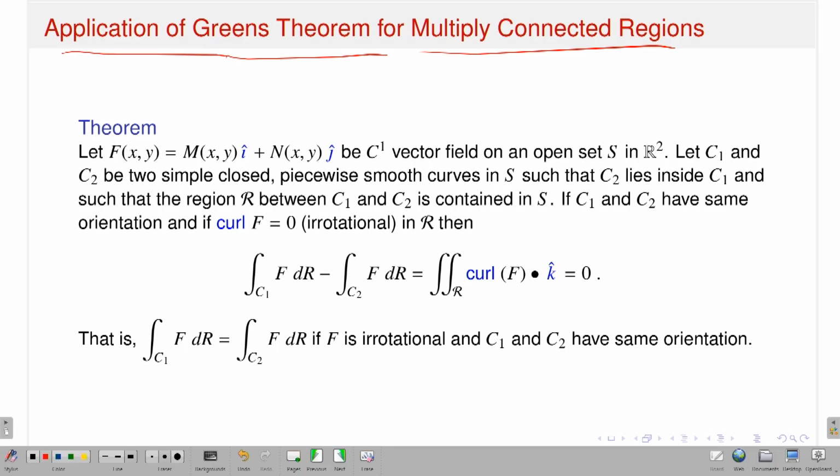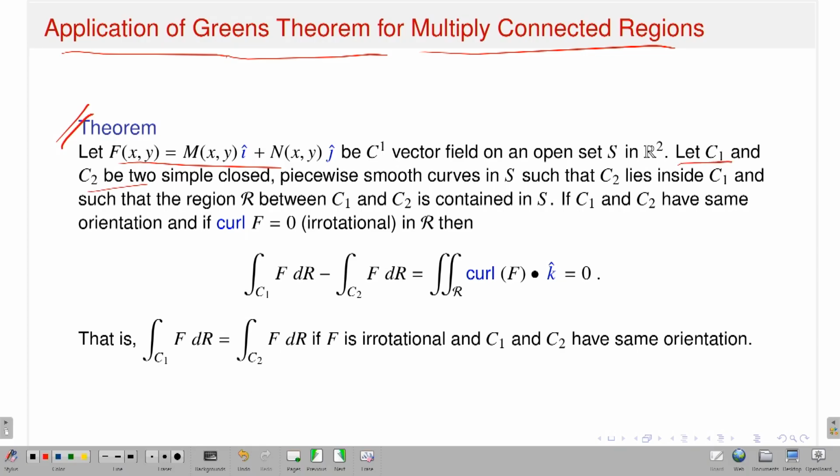I can think about it like deformation of contour. I'll explain what I mean by deformation of contour. Look, this I have written as a statement. Let capital F, whose first component is capital M and second component is capital N, be a C1 vector field, that means a continuously differentiable vector field on an open set S in R2.